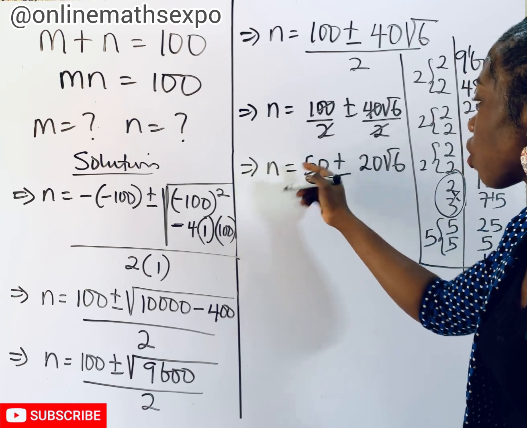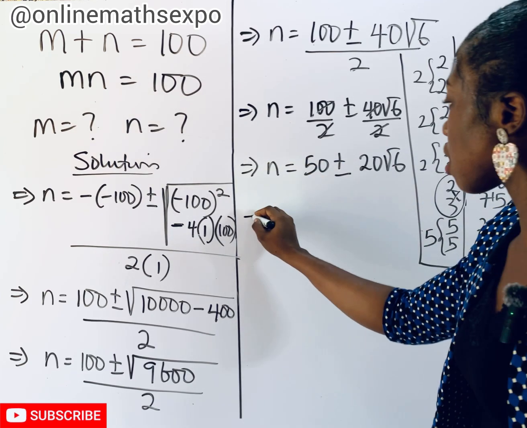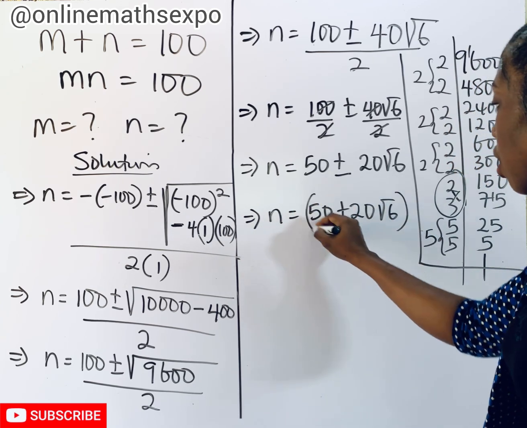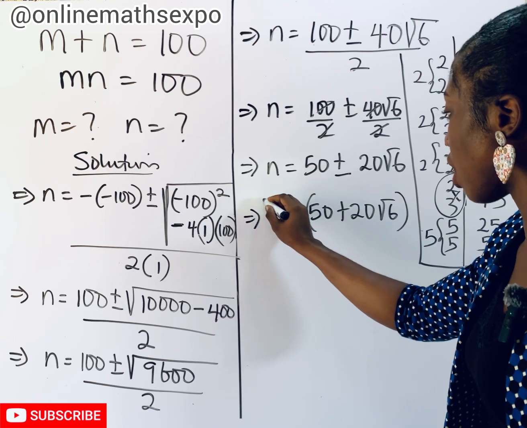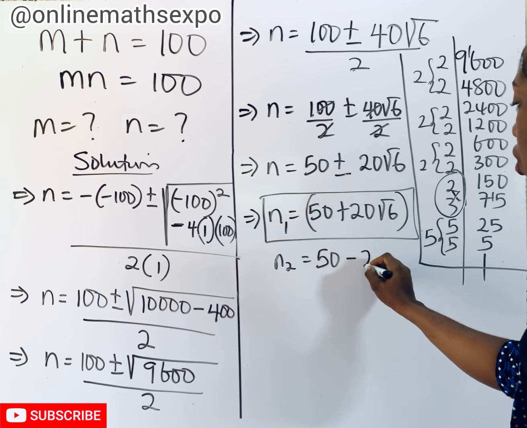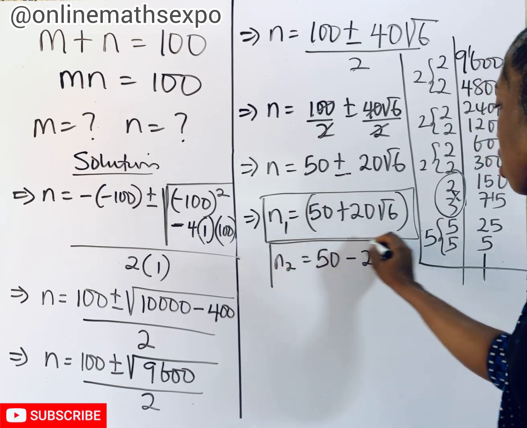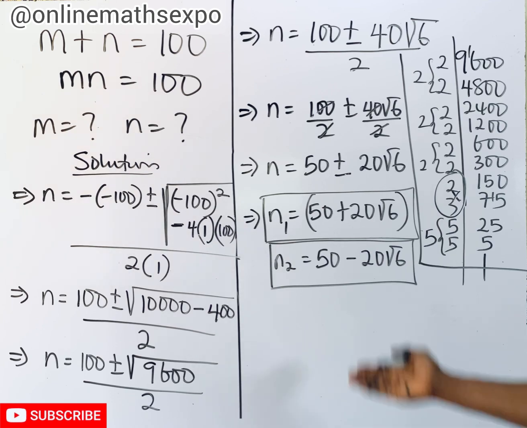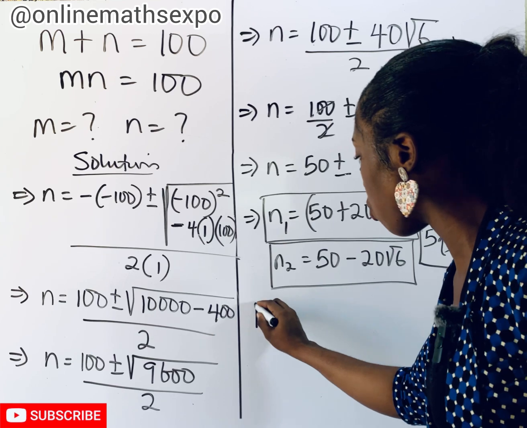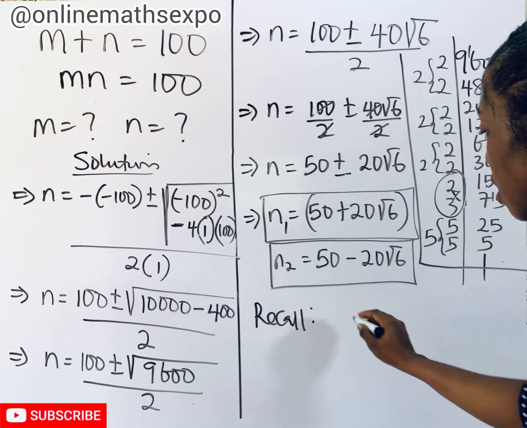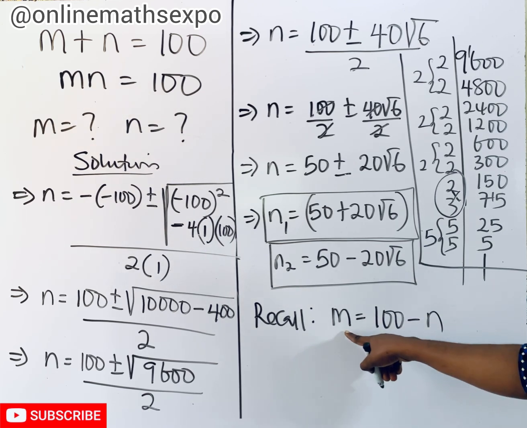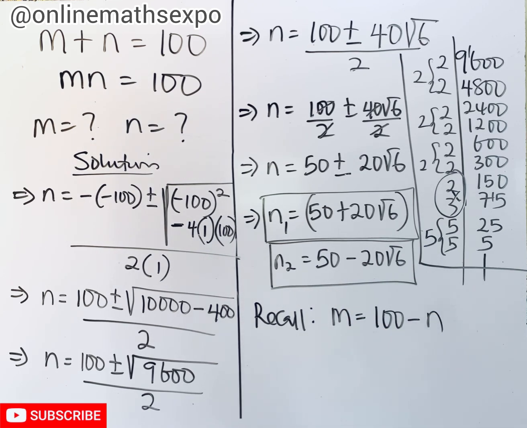So we have n is equal to this. It means that our n is equal to 50 plus 20 root 6, okay? This is the first value of n, or that n is equal to 50 minus 20 root 6. So this is the second value of n. Now we're going to use these values of n to get the value of m. Remember, we said that our m is equal to 100 minus n. So let's put this n into this to get our values of m.